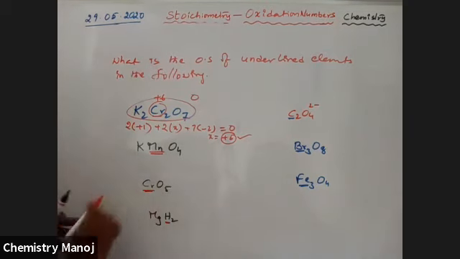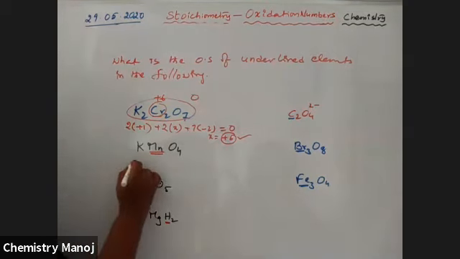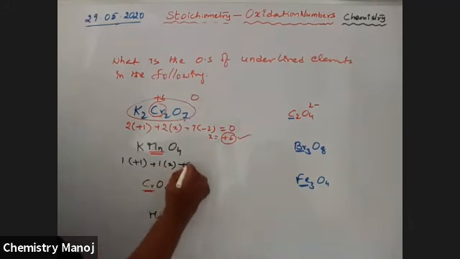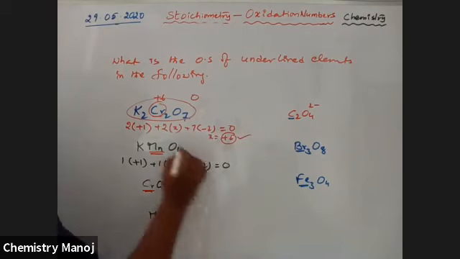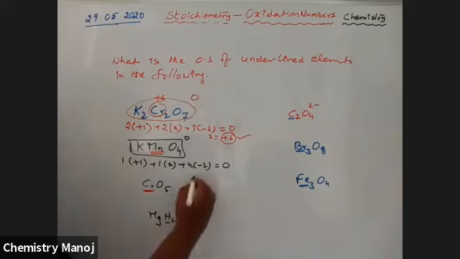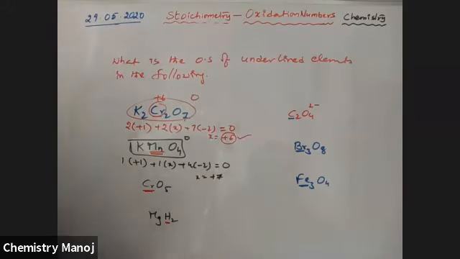Next, here, potassium plus 1, into manganese X, plus 4 into oxygen minus 2, is equal to 0 because it is a neutral compound. Total oxidation state is equal to 0. Therefore, X is equal to plus 7.